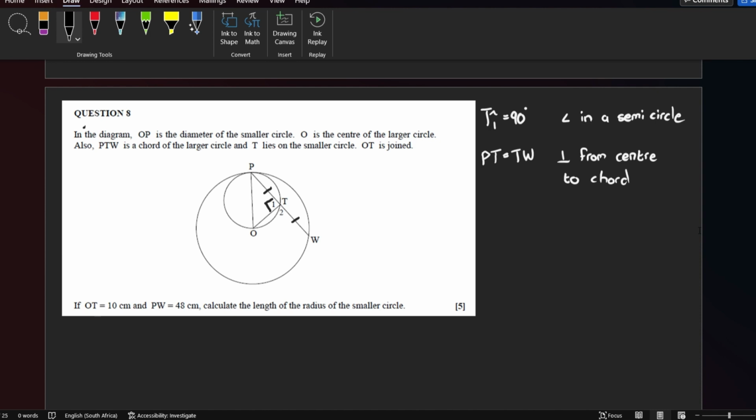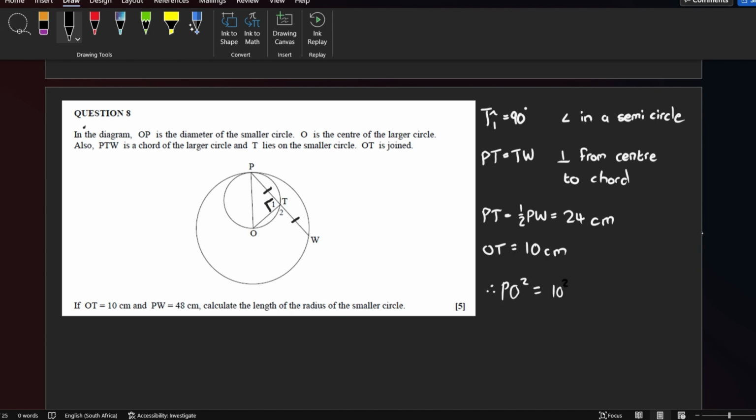Okay, now that we have PT equals TW, that tells us that PT is equal to a half PW, which equals 24 centimeters. And remember, we are given OT being equal to 10 centimeters. Right, that was given to us. Therefore, we can calculate PO by the use of Pythagoras.